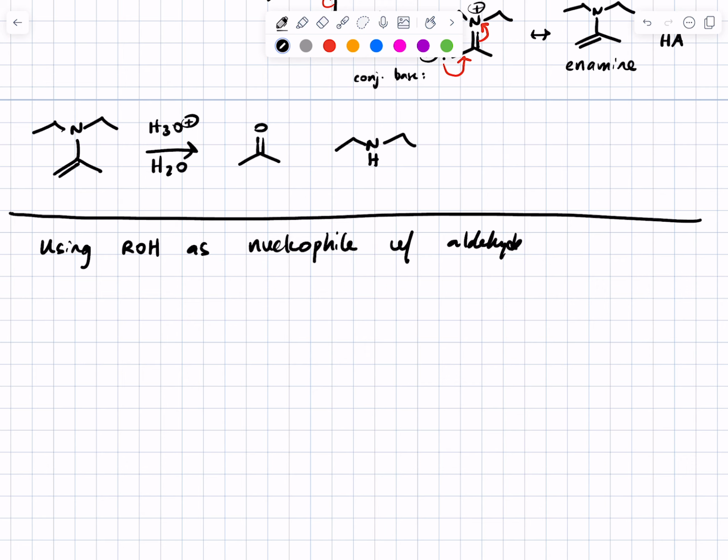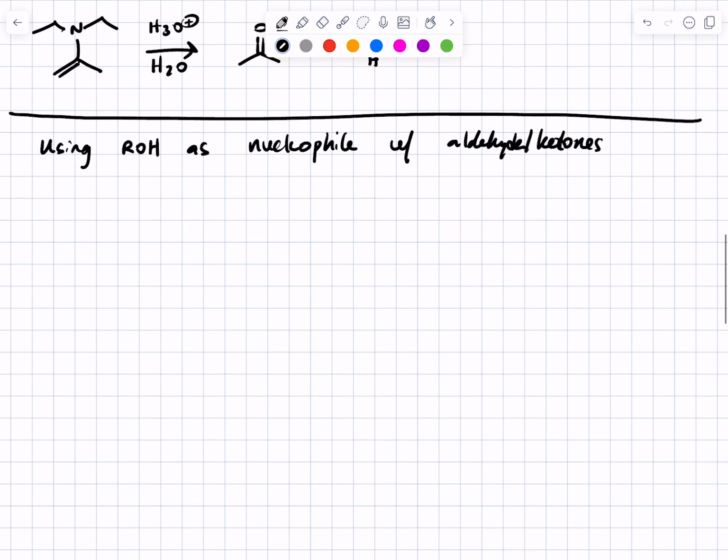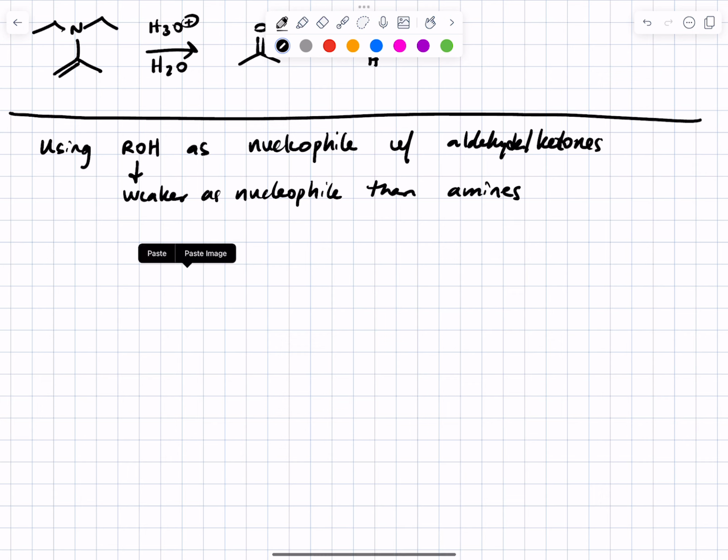With aldehydes and ketones as our electrophiles, mechanistically what's going to happen here is very similar to what happened with using amines or nitrogens as nucleophiles. The basic principle, though, is alcohols are weaker as nucleophiles than amines. You can tell that by comparing the pKa's of their conjugate acids. Because of that, alcohols will require what I told you was specific acid catalysis.